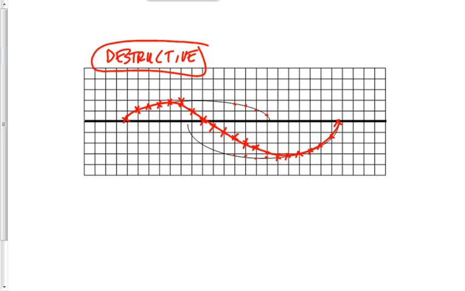If we had a wave that looked like this, and we had a wave that looked like this, what would we end up getting? This. No wave. There would be no wave at all.